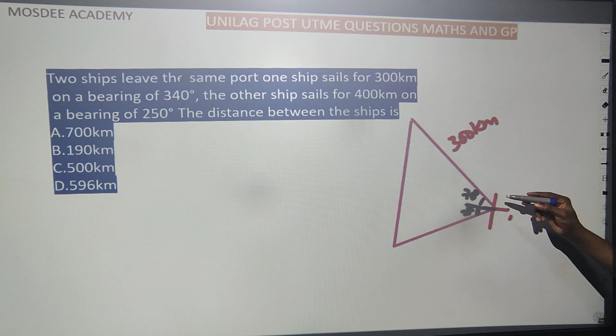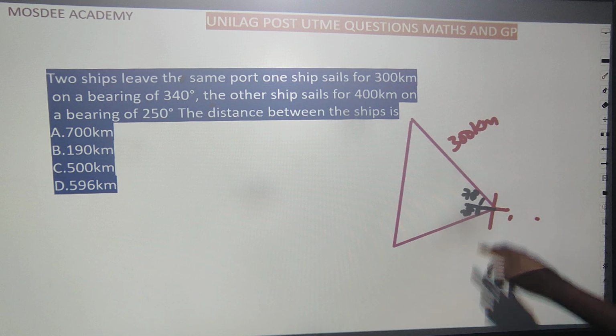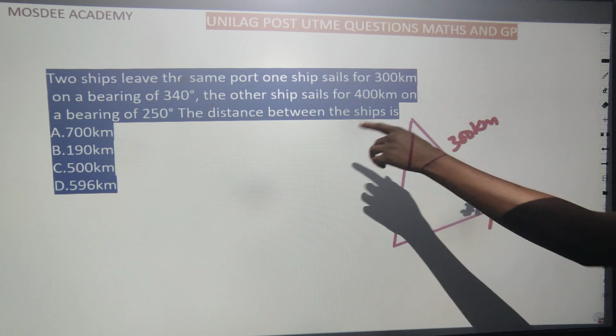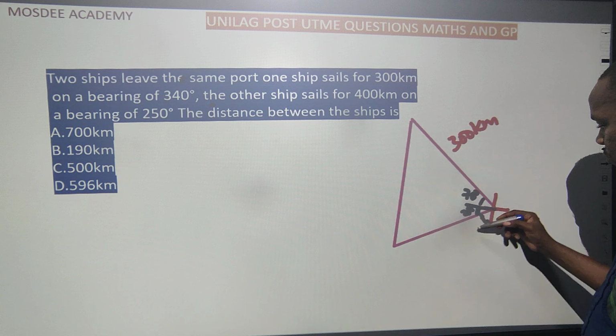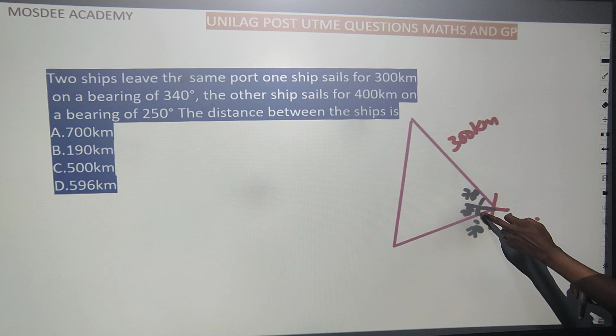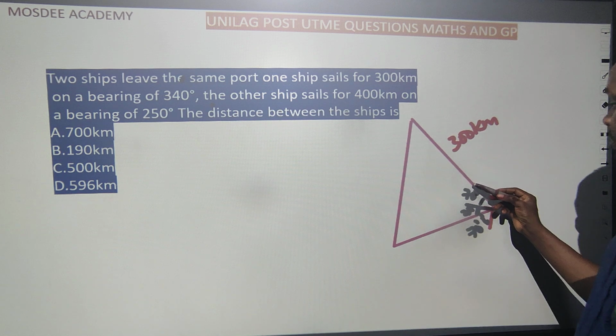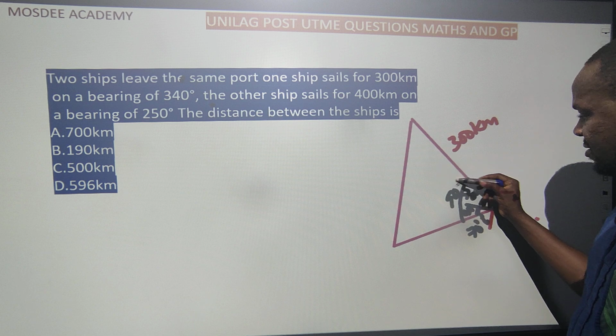One is 340. That is 270 plus what is 340? 270 plus 70, 340. One is 250. 180 plus what is 250? 180 plus 70. So if this is 70, to complete the balance of the remaining part, 70 plus what? This is 70 plus 20. So what I'm saying in essence is that this is a right angle triangle. 70 plus 20 is 90 degrees.